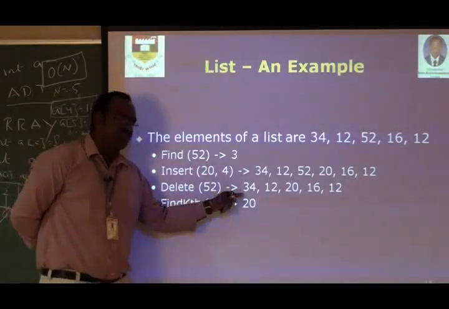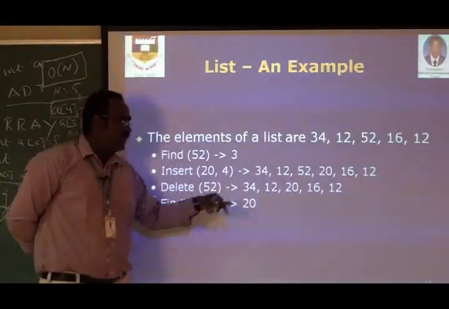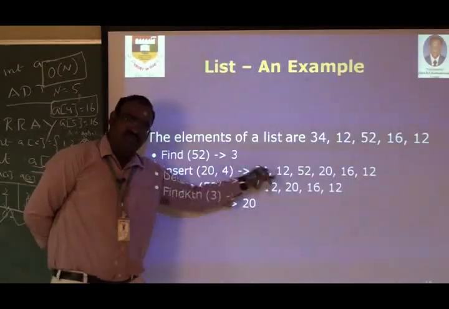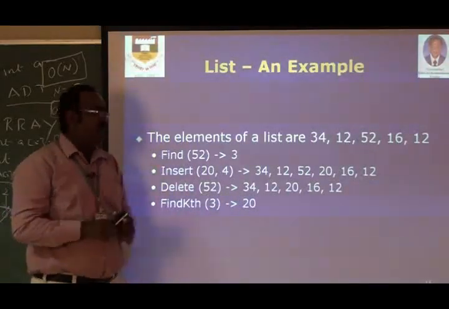The first one is checking from the linear. So the first element is checked, 34 and 52, it's not equal. Then 12, it's not equal. Then 52, so now it's matched. Now we are going to be deleting the element 52.